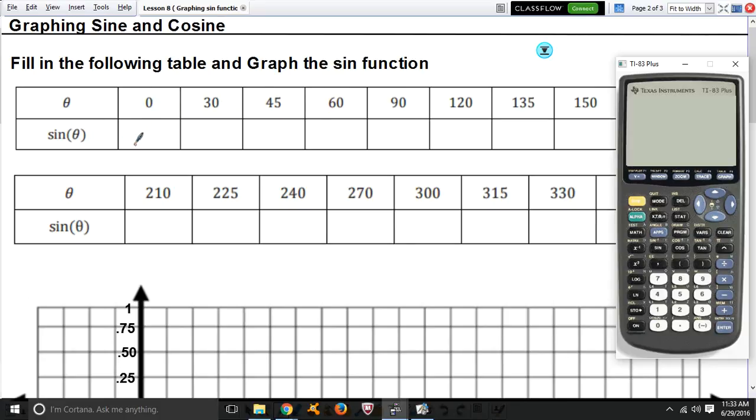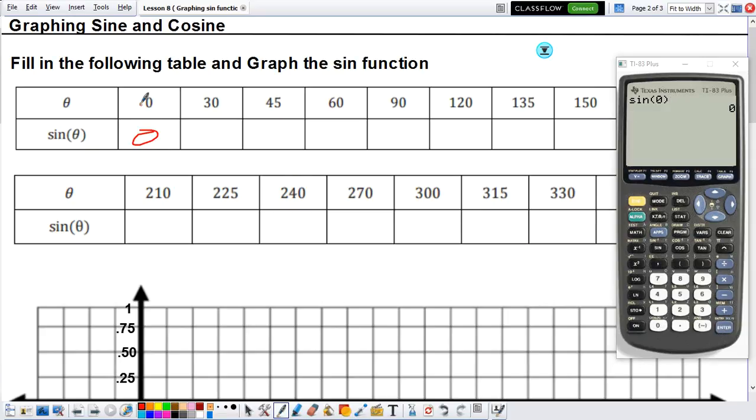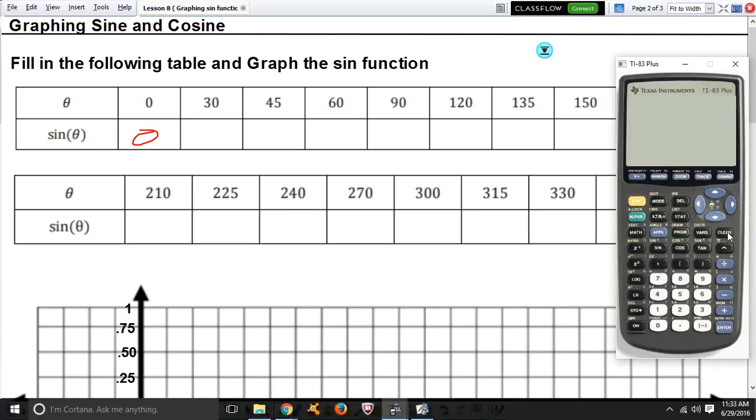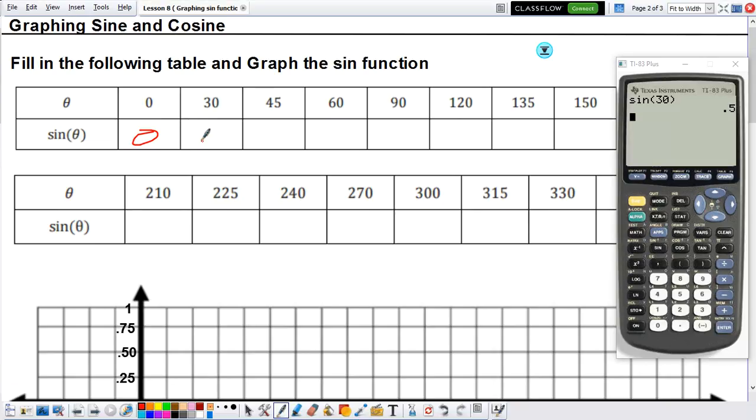So to find this value, we need to find the sine of 0 degrees. Sine of 0 is 0, so we have 0 here. Now let's find the next value, sine of 30, which equals 0.5. So we got 0.5 here, and we're going to fill that in for all the values here.